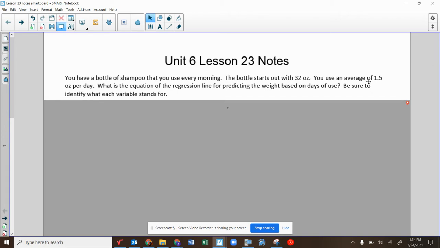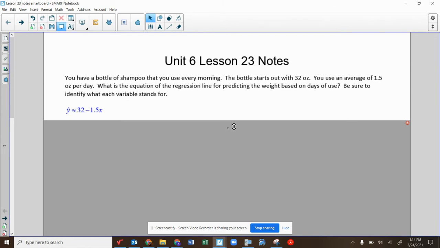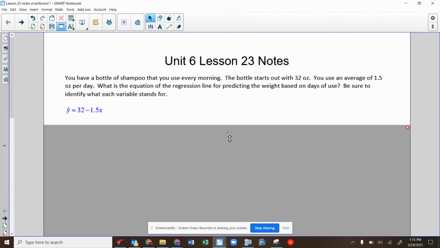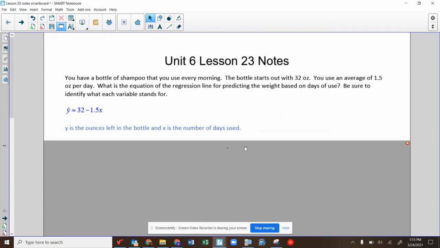And then because you're going down by 1.5, that means your equation would be y hat is equal to what you start off with, which is 32. Because we're decreasing, we're going to subtract the 1.5 times x. And in this, the y hat is going to be your ounces left in the bottle, and your x is going to be the number of days that you use that bottle. Right, so it's as simple as that.